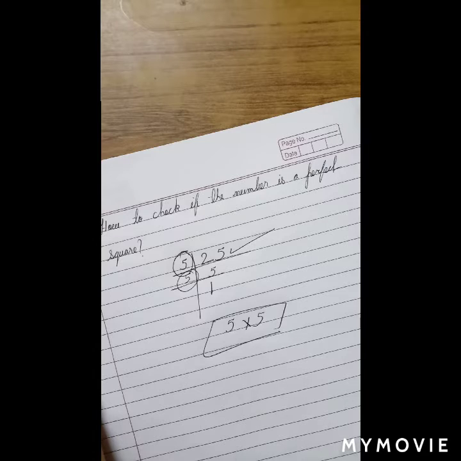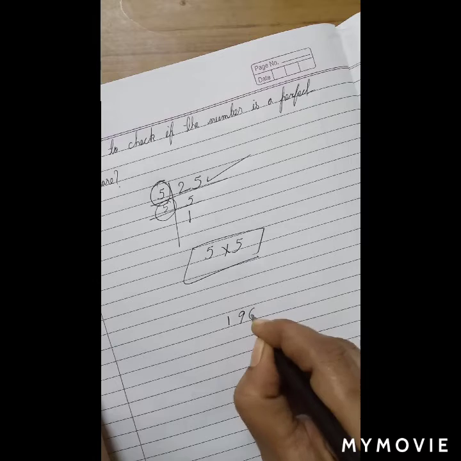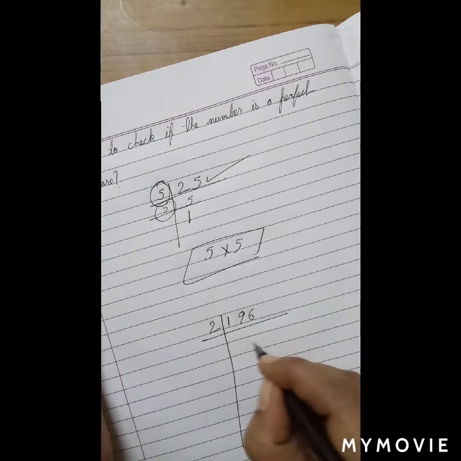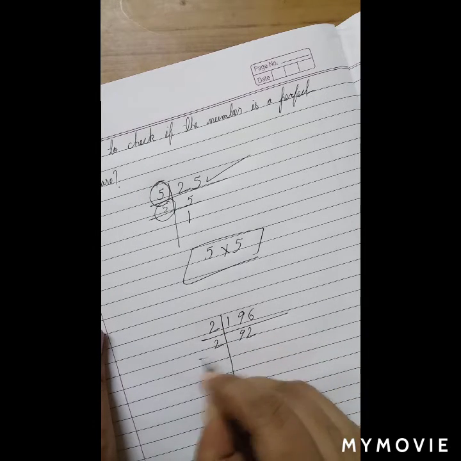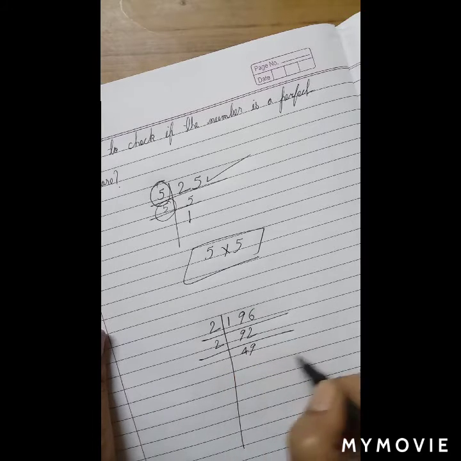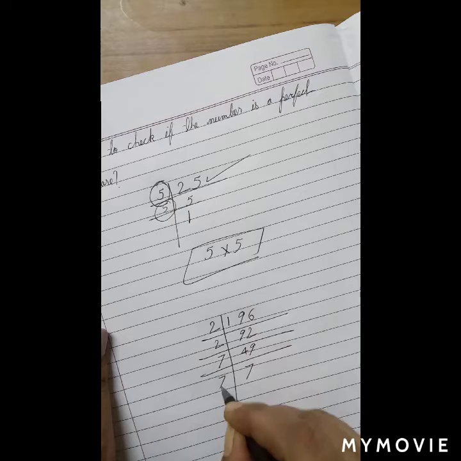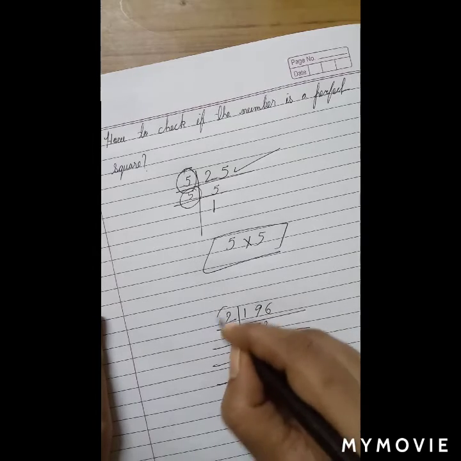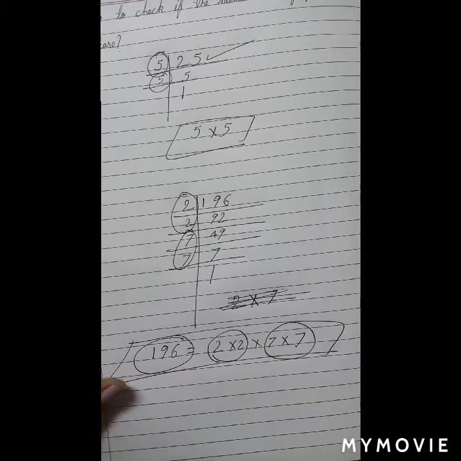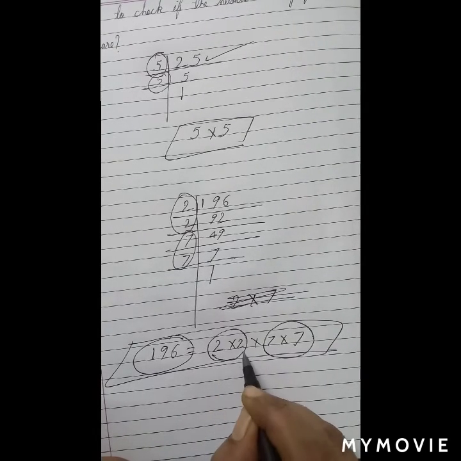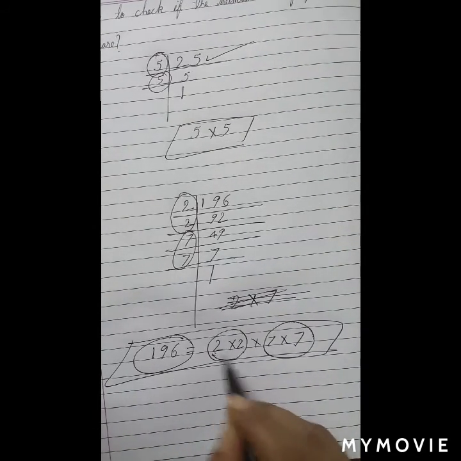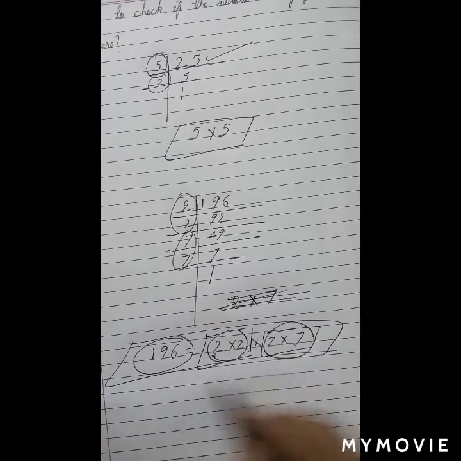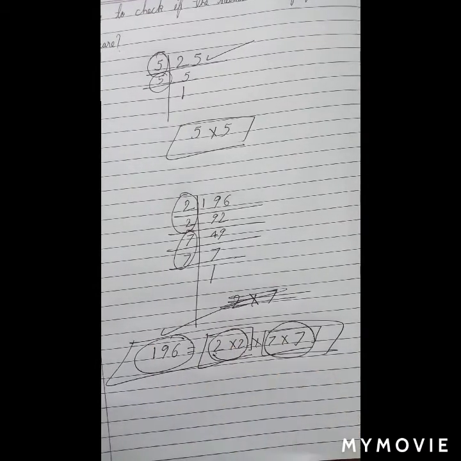Let's take a slightly bigger number, let's say 196. And now let's break it down into its prime factors. Let's begin with 2. 196 is 2 into 98, and then 98 is 2 into 49. 49, 7 divides 49 and we have 7 again. So, we have a pair of 2 and this 2, so we will take out 1. So, we see 196 can be expressed into its prime factors and these prime factors make a pair. This 2 is available in pairs and 7 is also available in pairs. So we can say 196 is a perfect square.